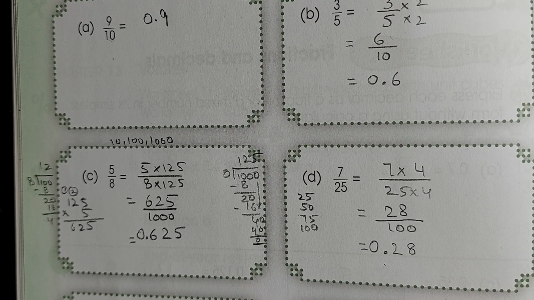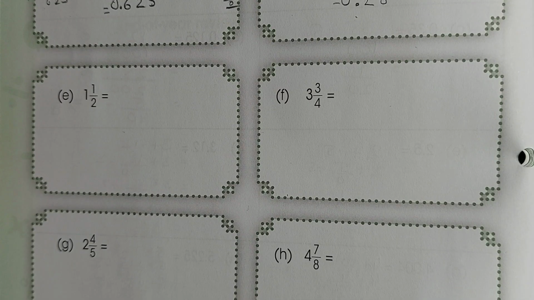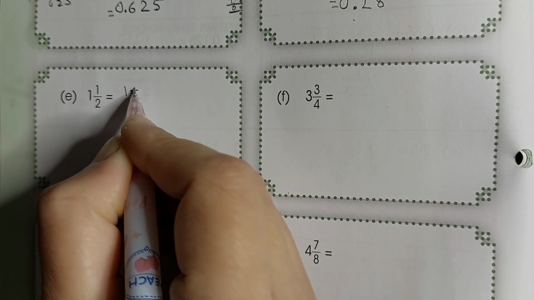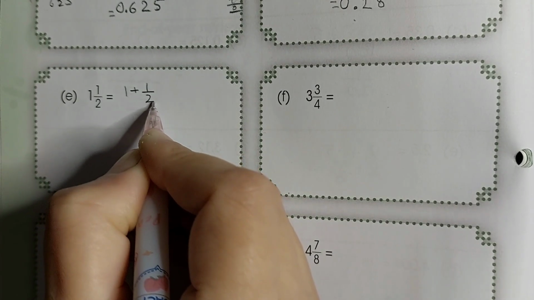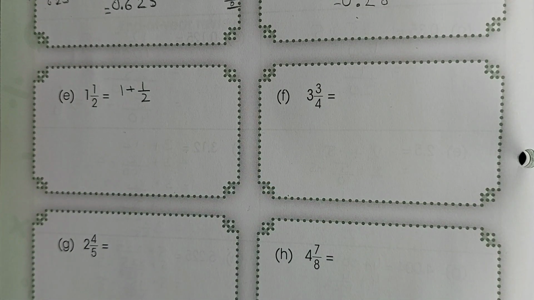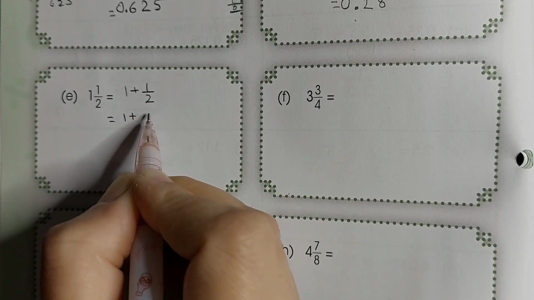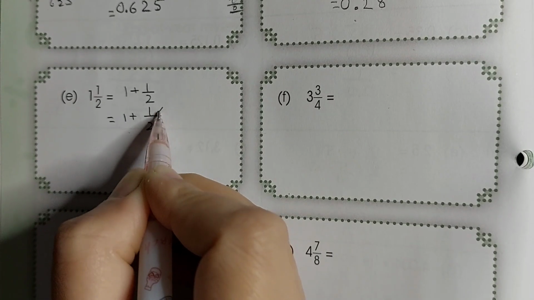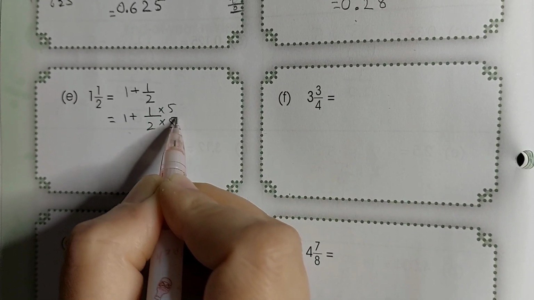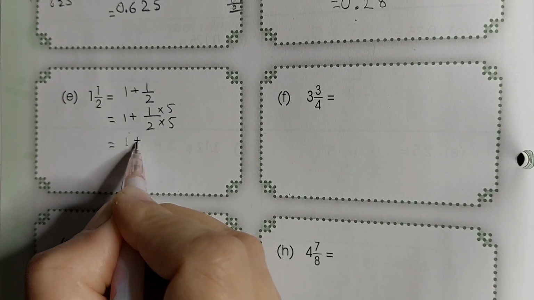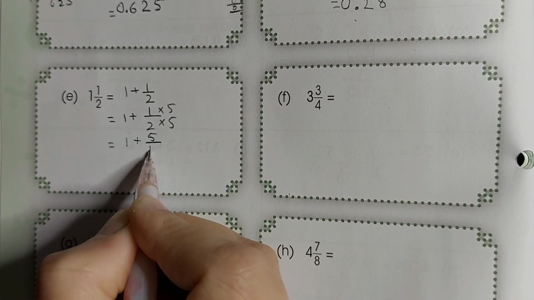Now move on to part E. Part E is the mixed fraction 1 whole number 1 upon 2. So what do we have to do? First of all, we have to separate the whole number, like 1 plus the fraction 1 upon 2. We have to change this 2 into a multiple of 10. That is very easily possible because 1 plus 1 multiplied by 5 upon 2 multiplied by 5. We all know that if you multiply 2 with 5, it will become 10. So 1 plus 5 upon 10.